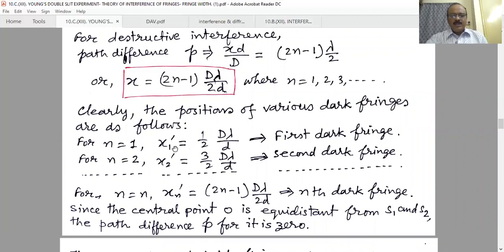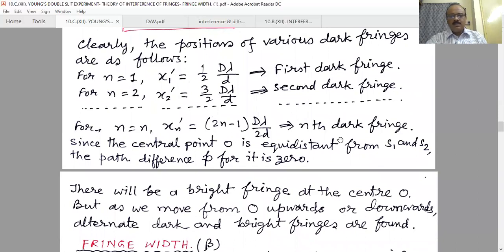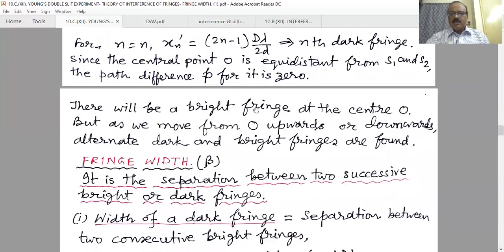For n equal to 1, that is x1 dash, if we put 1 here, it will be half into D lambda by d. That is the first dark fringe. For the second dark fringe, we have to put n equal to 2, then we get the position on the screen. The second minima, you can say the first minima position, second minima position, is 3 by 2 D lambda by d. And for the nth dark fringe or nth minima, from the central point O, the distance xn will be (2n minus 1) D lambda divided by 2d, where capital D is the distance between the slit and the screen, lambda is the wavelength of the light, and small d is the separation between the two slits. There will be a bright fringe at the central O.